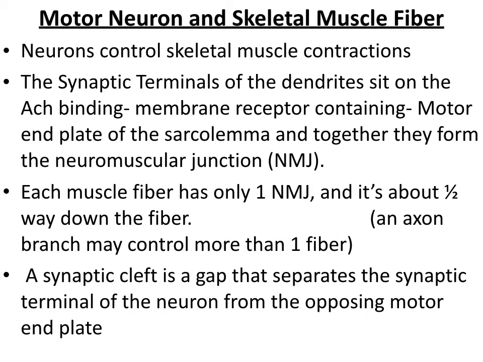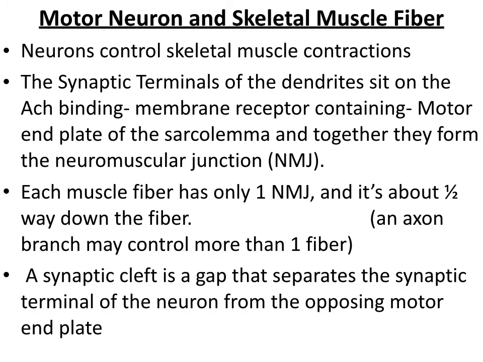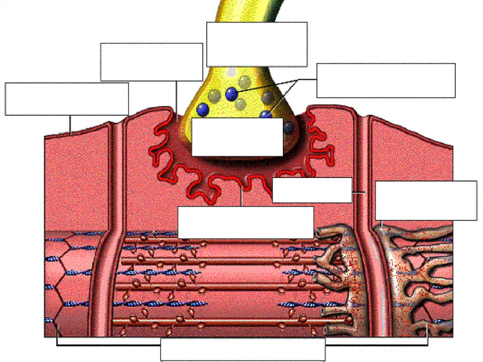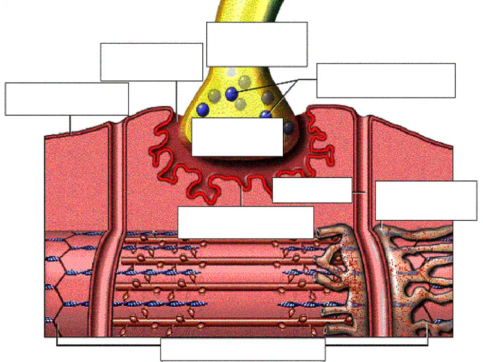We also have ACH binding membrane receptors. ACH is abbreviated for acetylcholine. Acetylcholine is the actual chemical that will be released from the neuron to the muscle on the other side. The other side there, that red right around the synaptic button, is called a motor end plate. Motor end plate. The motor end plate wraps around the synaptic gap.